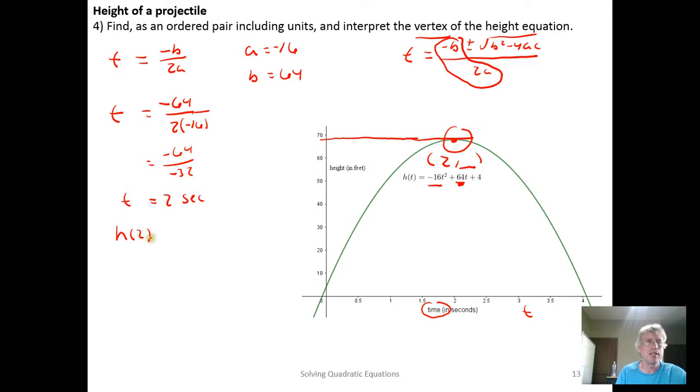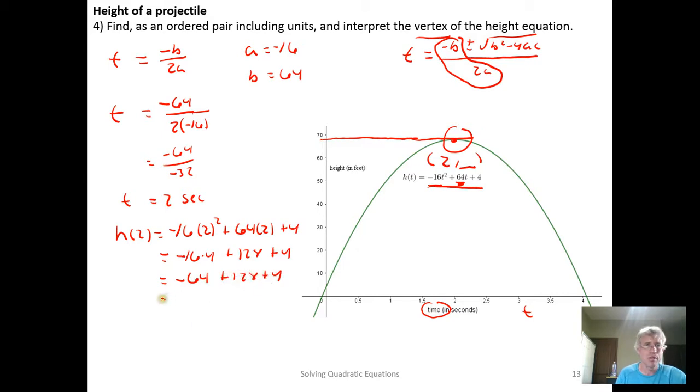Now we need the height at the 2-second mark, which is going to be negative 16 times t squared plus 64 times t plus 4. It's just using our model. Plug in time equal to 2. Crunch these numbers. We get negative 16 times 4 plus 128 plus 4, and this is going to be negative 64 plus 128 plus 4 equals, that's going to be what, 64 plus 4 equals 68.